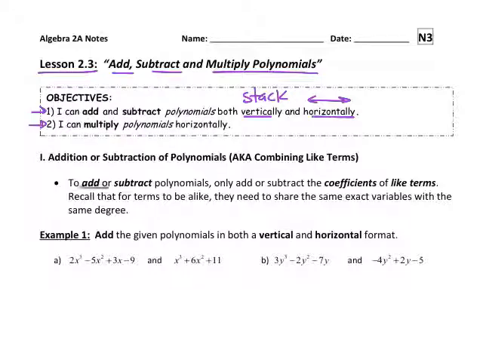To add or subtract polynomials, only add or subtract the coefficients of like terms. Recall that for terms to be alike, they need to share the exact same variables and the same degree. So we want to look for things that are alike with the same letter and the same degree, or exponent.